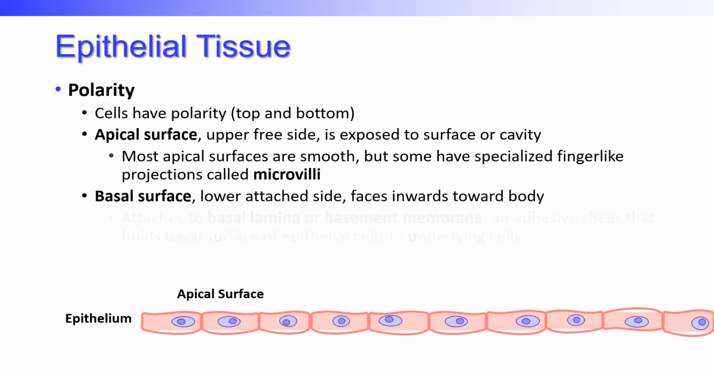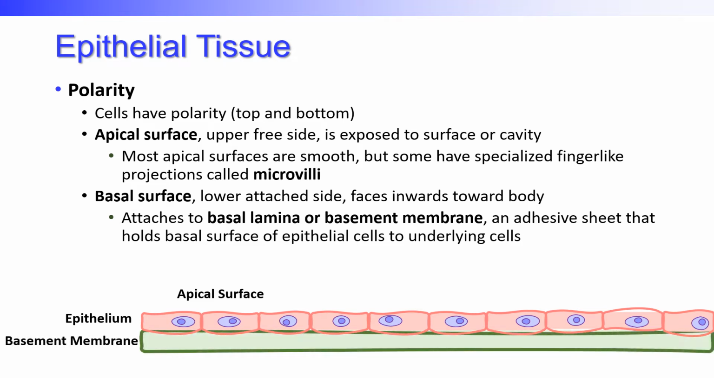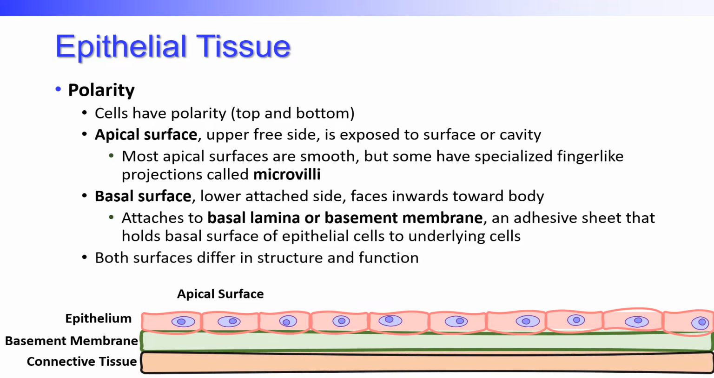Now, the bottom surface is called the basal surface, and this is going to form an attachment to an anchoring membrane and ultimately connect the underlying membrane to connective tissue. Now, this anchoring membrane can be a basal lamina or a basement membrane, and this structure is what holds the epithelial cells in place and allows them to congregate and create tissue. Because of the polarity of these cells, each surface is going to be performing a different function.